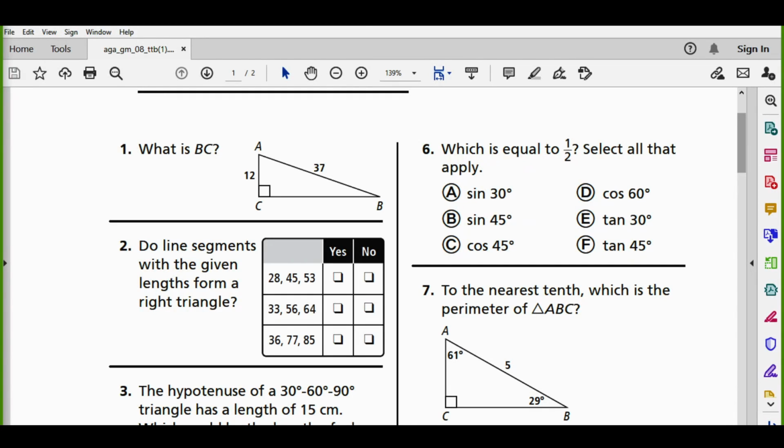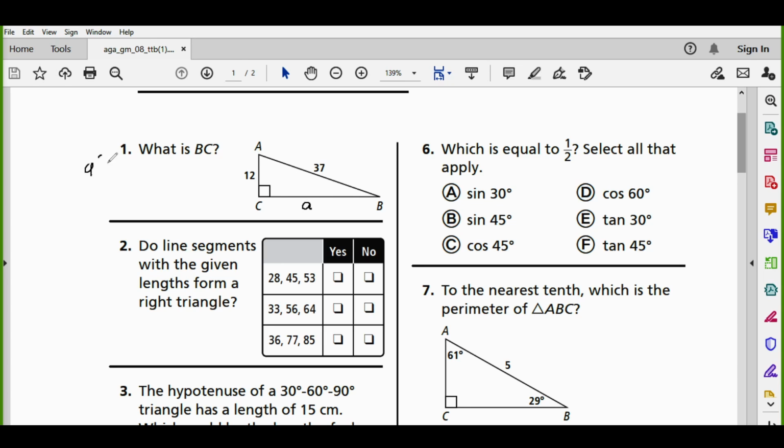All right, here's our topic 8 review. We are starting at number 1 as usual, and it says, what is BC? I can see here I've got a right triangle, and I know 2 of the sides, so I'm going to be looking for this unknown side, which is BC. This is the side opposite of angle A, so I'm going to call it side A.